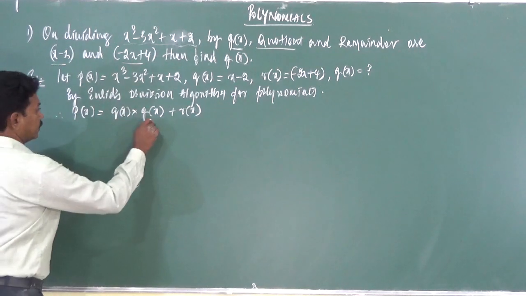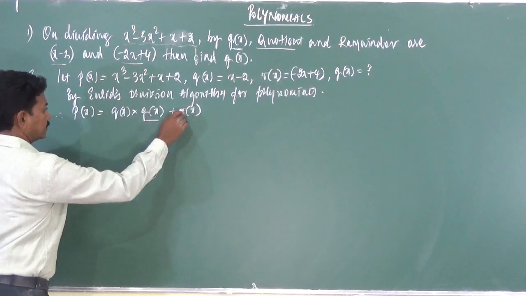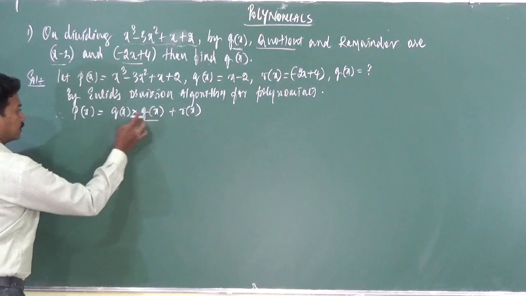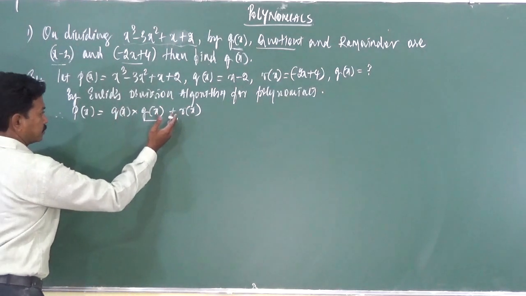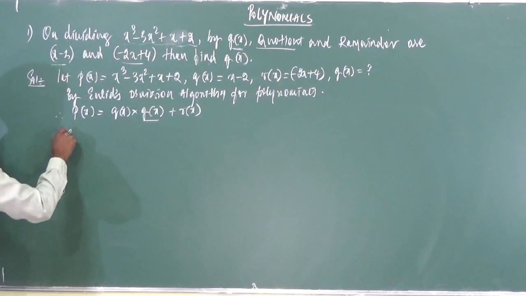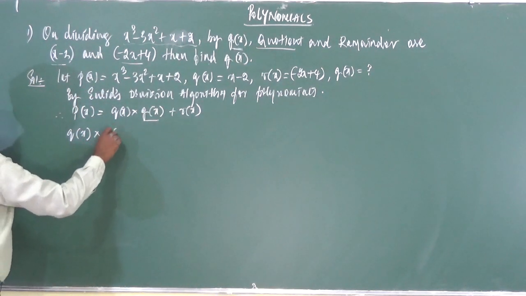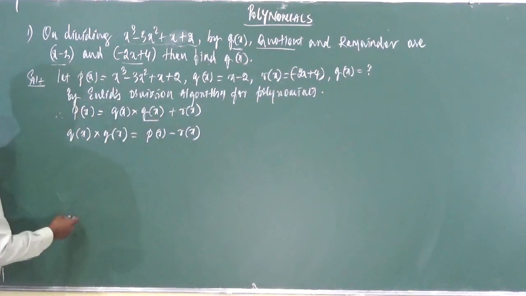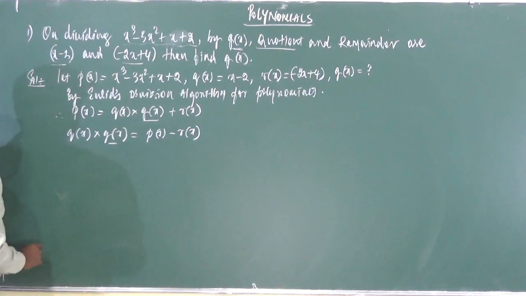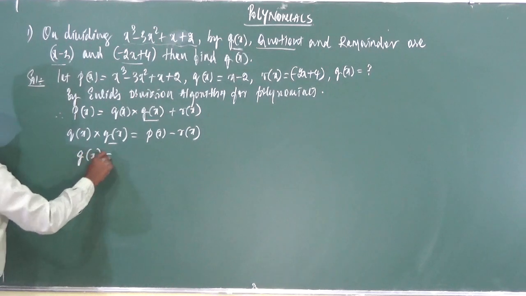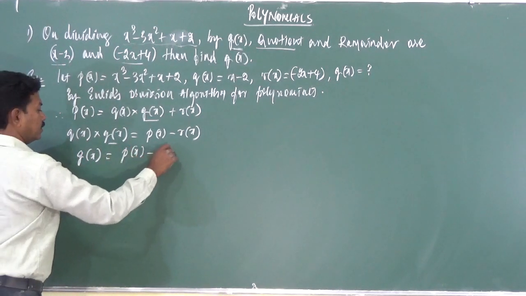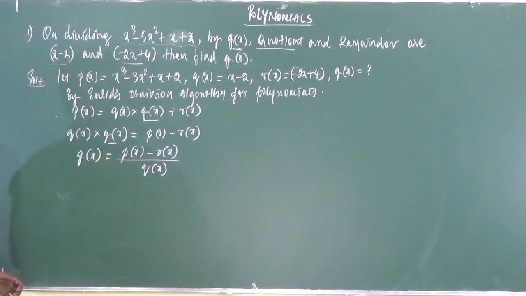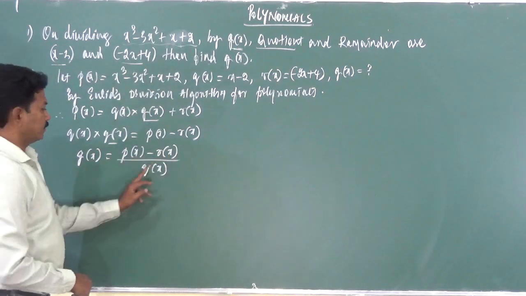Here we need to find out g of x. These three terms are given to us, and this is what we have to find out. So let us make this the subject. As this is a product, we will keep it here and we will transpose plus r of x to the LHS. So q of x into g of x is equal to p of x minus r of x. Let us keep g of x as the subject, equal to p of x minus r of x, divided by q of x. This is the format for this. So we have to substitute the values of p of x, r of x and q of x.